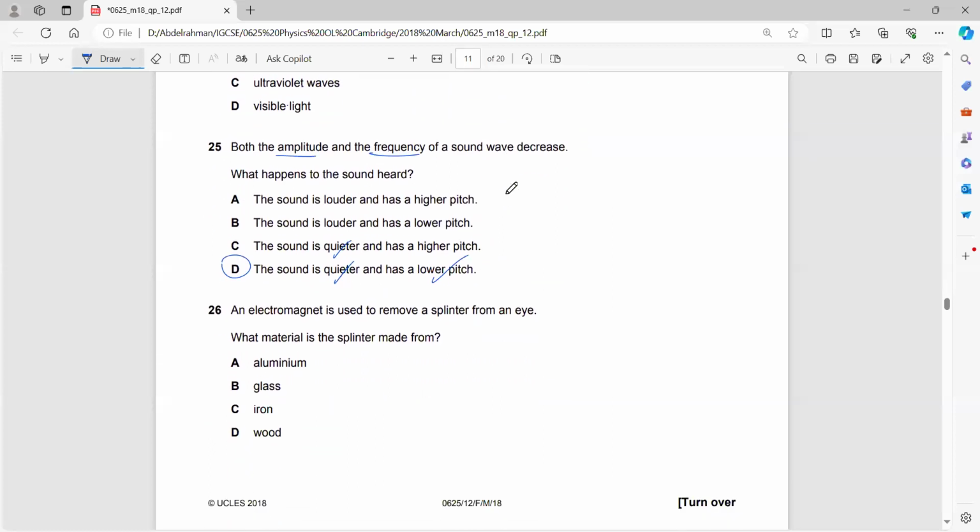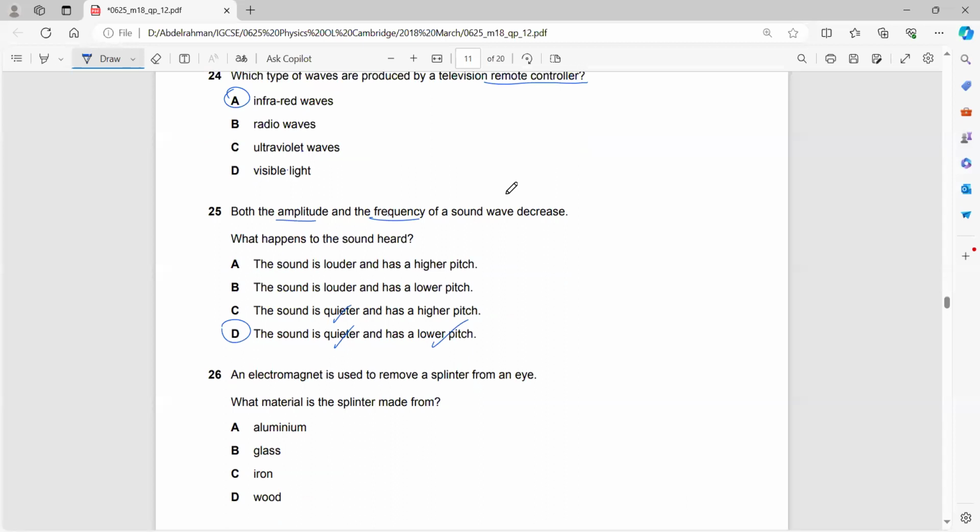An electromagnet is used to remove a splinter from an eye. You have a small object in your eye. Which material is the splinter made of? The splinter is removed using an electromagnet. It has to be made of iron. Definitely, yes, it has to be made of iron.